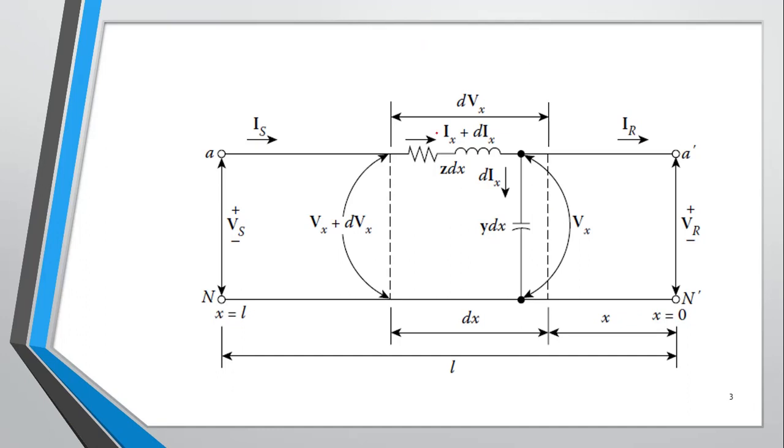If we take the parameters, you can see that the z parameter, that means z is equal to r plus jxl, and the z parameter for this small region is z times dx. Similarly, the y parameter, which is due to the capacitance, is for this small portion y times dx, and the current which travels in this portion is dIx, and the distance of this transmission line is dx.